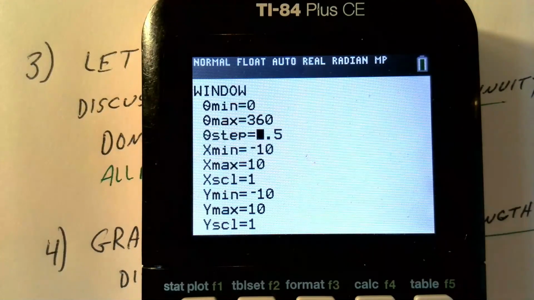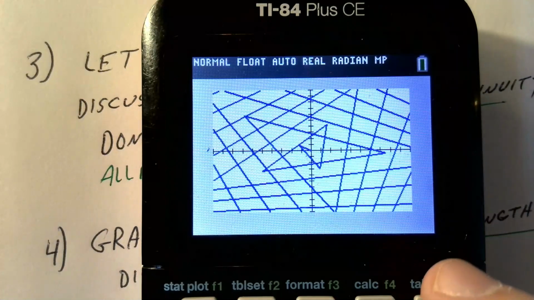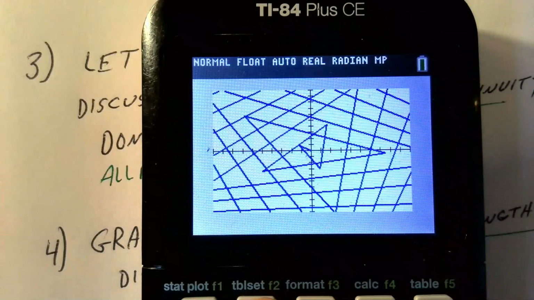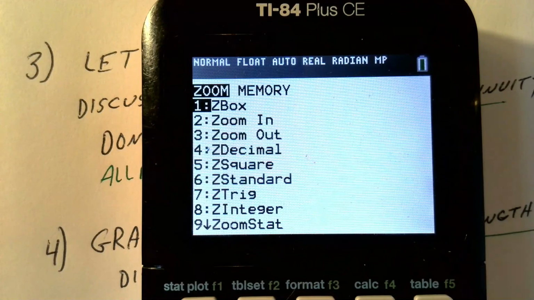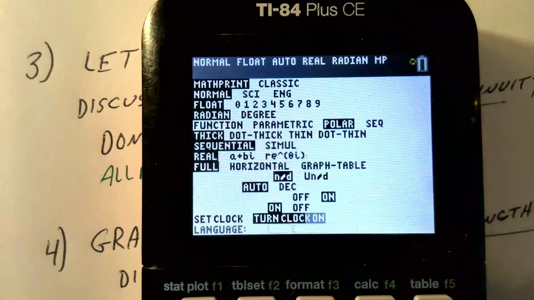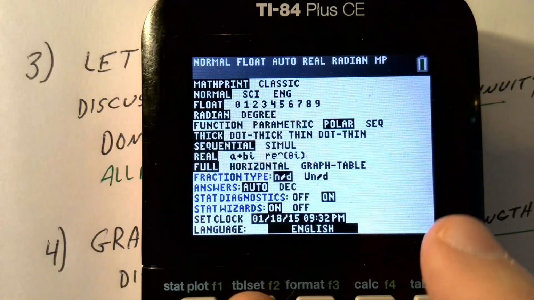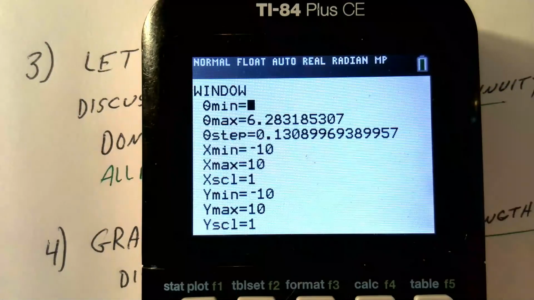So I'm going to change my theta step. Let's change it to 2.5 and hit graph. You're like, whoa, that's pretty crazy when I do it like that. And you're like, well, why the heck's it doing that? I did change it, right? Let me go zoom 6 now. Oh, what is that? That's smoother. Because remember, just a second ago, we changed it into radians, but my window was set in terms of degrees. So now I hit zoom 6, so I'm now in radian mode right there.